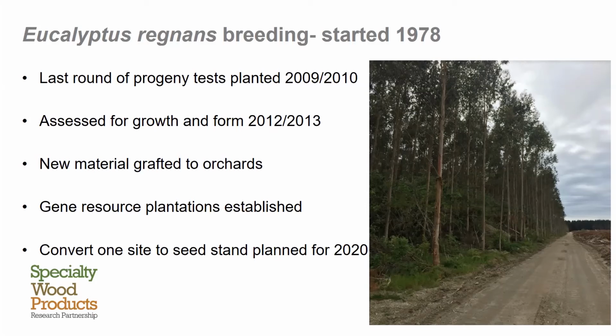We've also established gene resource plantations of the species at 2 sites, and we're going to convert one of the trial sites to a seed stand in 2020. The gene resource stands and the progeny trial conversion is just to allow for more seed production if there's more demand than the seed orchards can supply.